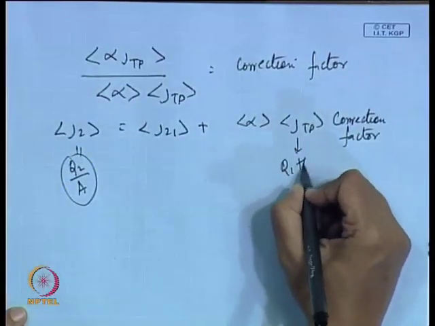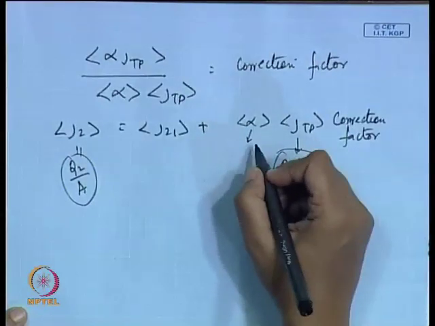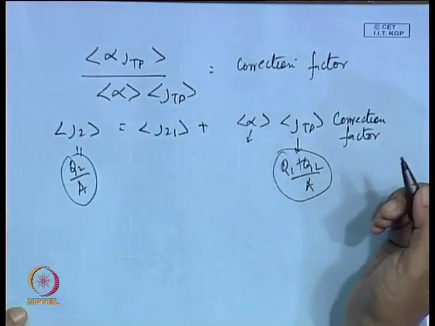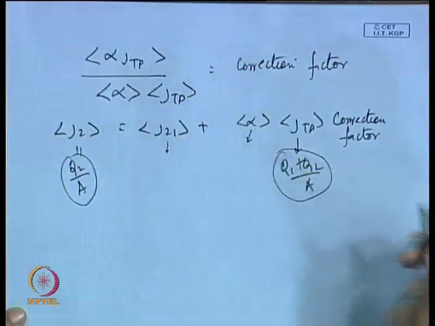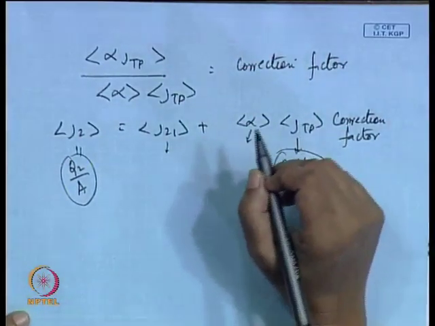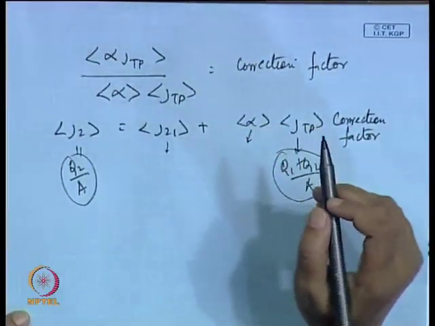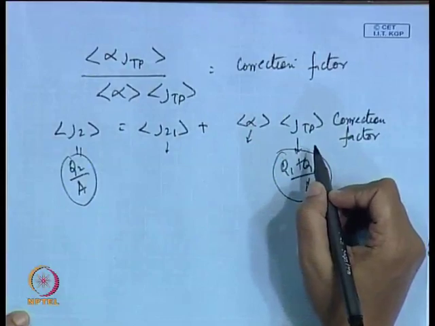This is q1 plus q2 by A, again a measurable parameter. Alpha can be obtained from simple void fraction measurements, and J21 from the drift flux correlations. We had already discussed the different drift flux correlations; they are all for truly one dimensional cases. So, therefore, this becomes much easier.